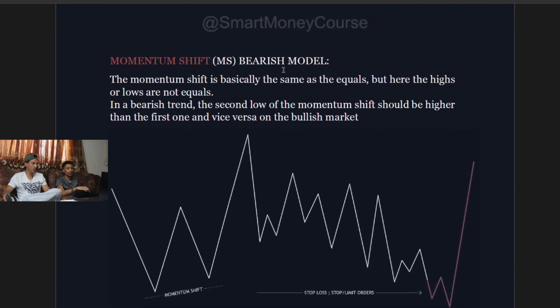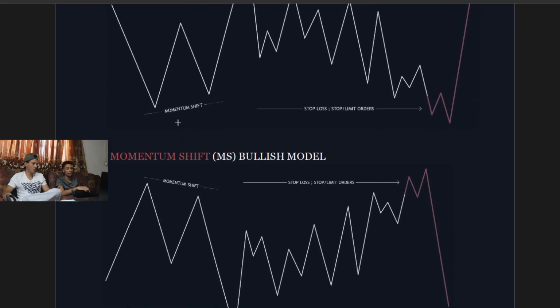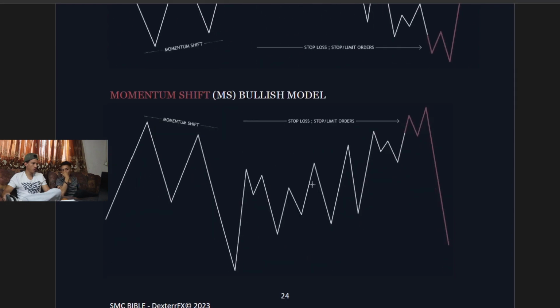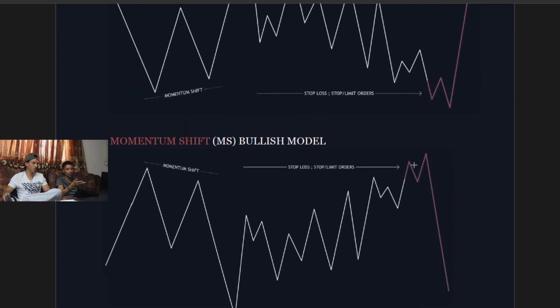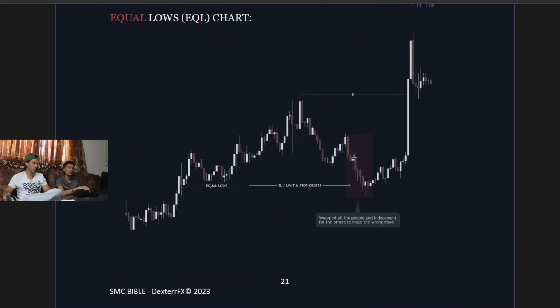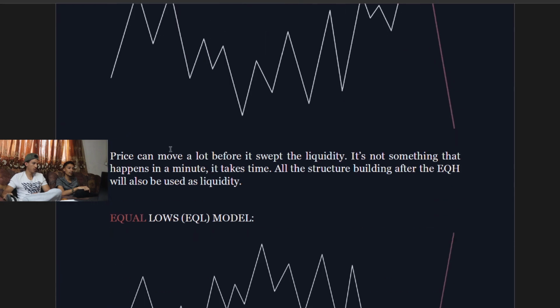So this is the bearish model, and this is the bullish model. This is the only difference right here. The momentum shift is down, the momentum shift is up, as we can see there. Once again, it creates a consolidation or complex pullback, comes back to test and liquidate a lot of people. It looks like they're counterparts. So these two are counterparts, similar to how the equal high and equal low are on top, as we can see here.